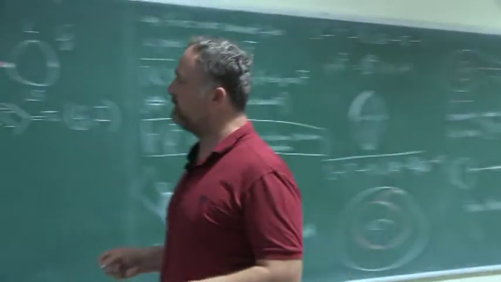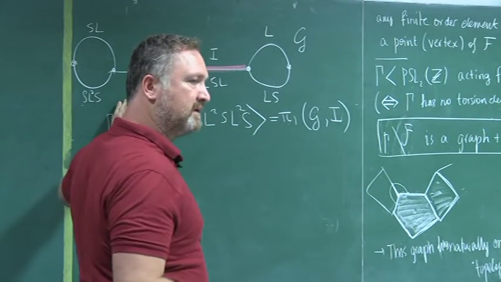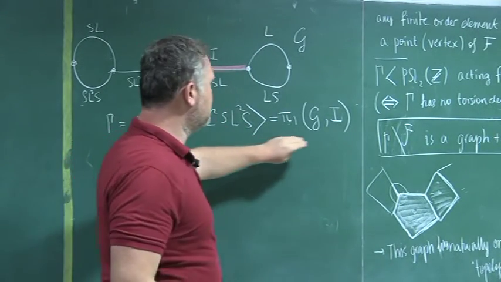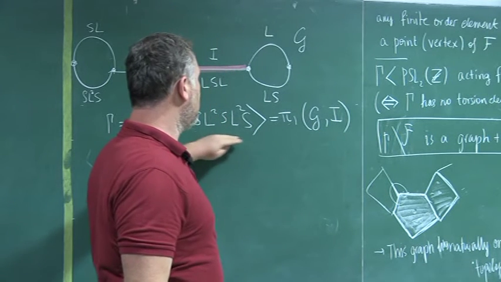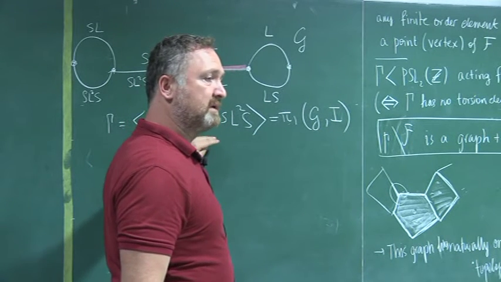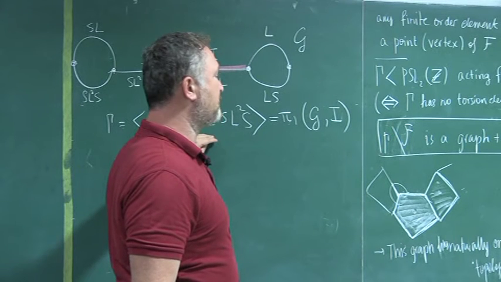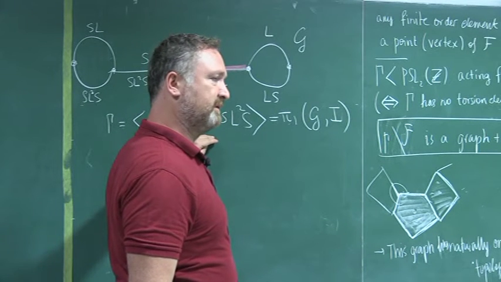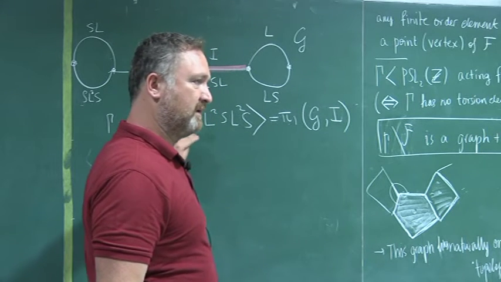And I hope that if I give you any graph like this, you'll be able to describe its fundamental group and write down the corresponding subgroup of which quotient by f gives this graph. Okay, I think that the procedure is quite understandable.